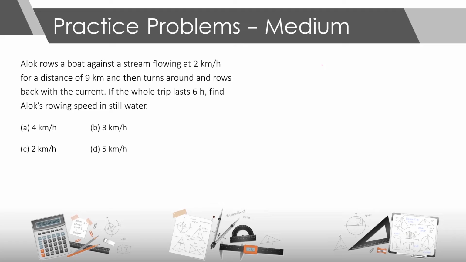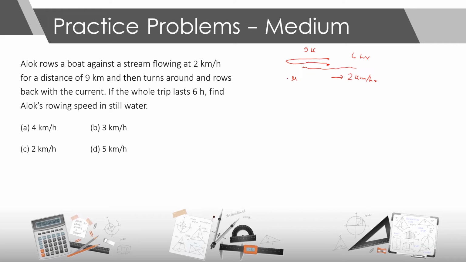Here's another question. Alok rows a boat against a stream flowing at 2 kilometers per hour. So we have value of stream speed. V is equal to 2 kilometers per hour. Distance he travels is 9 kilometers and then turns around and rows back with the current. So first he moves against the current and then he moves with the current. If the whole trip lasts for 6 hours, find Alok's rowing speed in still water.